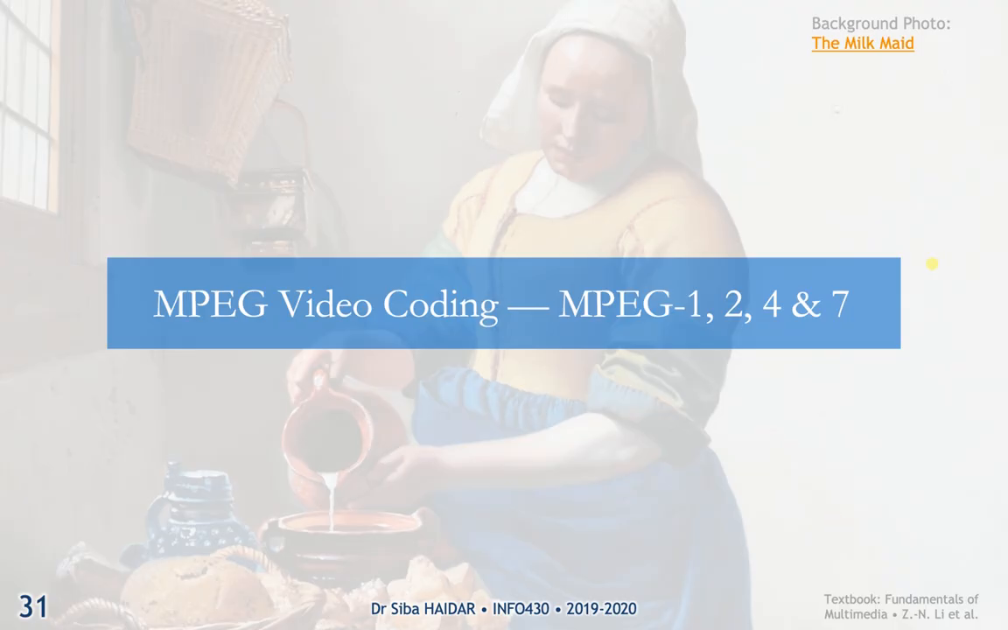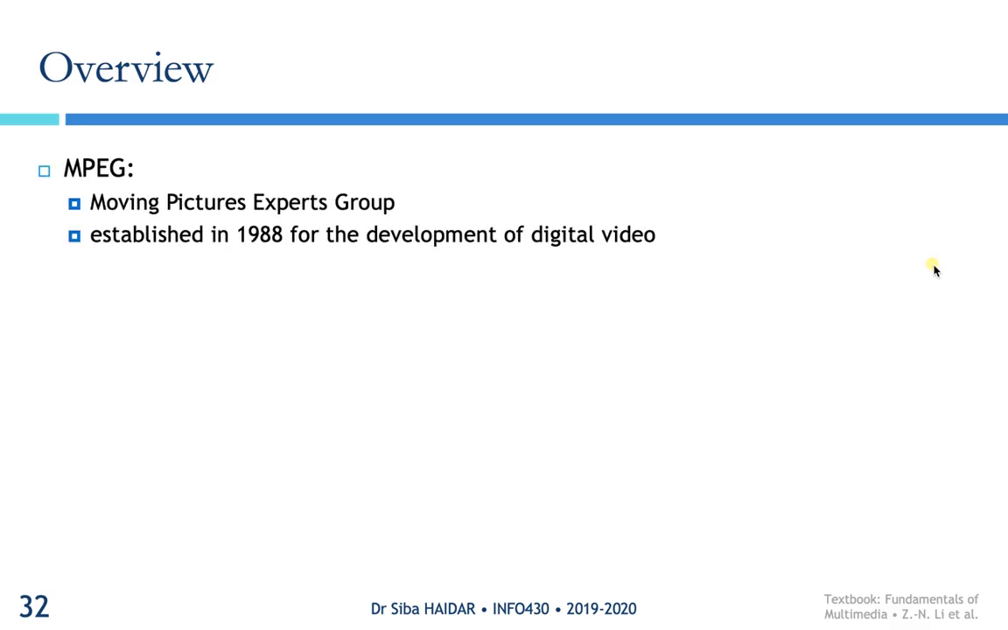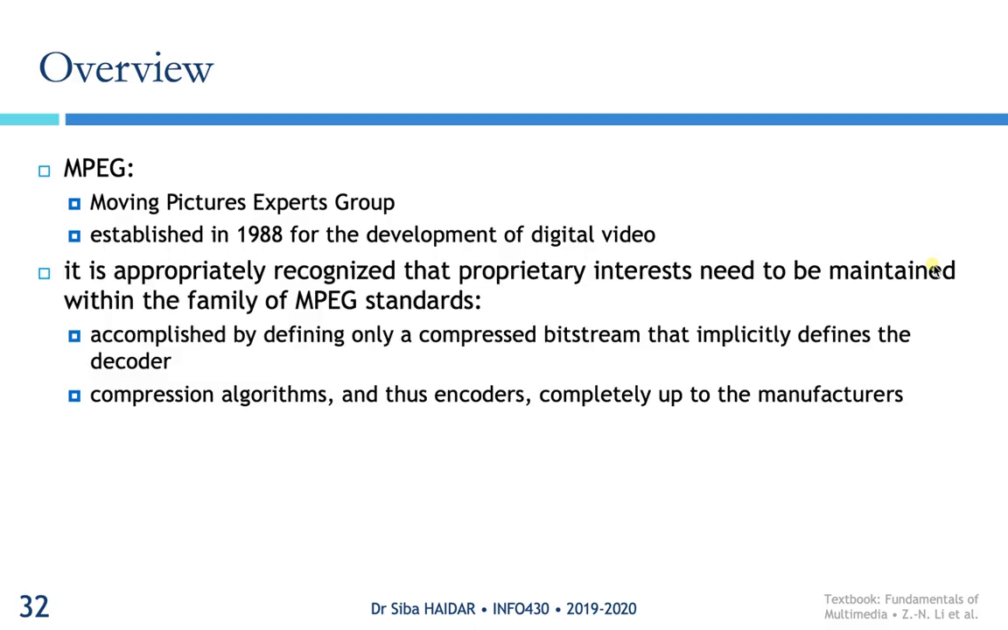Next, we will study the MPEG video coding, which is done by the ISO, and especially MPEG-1, 2, 4, and 7. Overview: the MPEG, the Moving Pictures Experts Group, was established in 1988 for the development of digital video. And of course, it is appropriately recognized that the property interests need to be maintained within the family of MPEG standards. They already have the JPEG, the ISO, and they want to maintain the standards within the family.